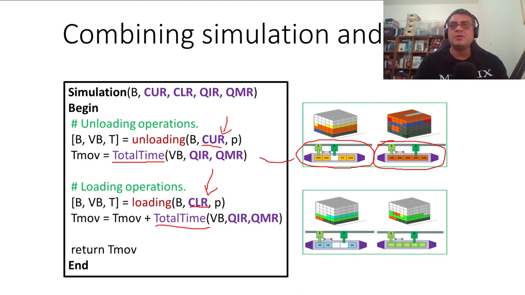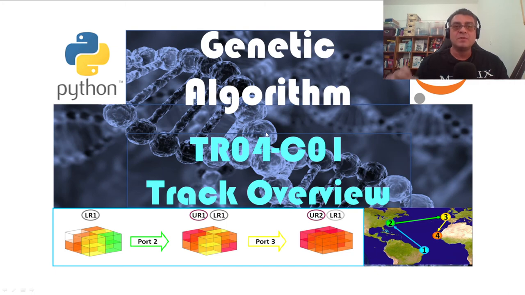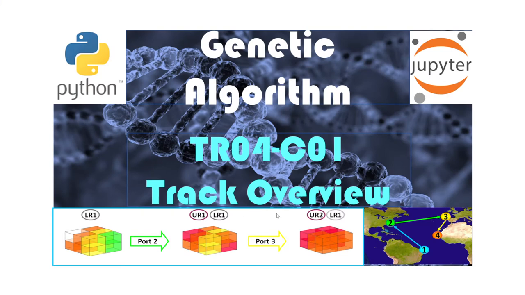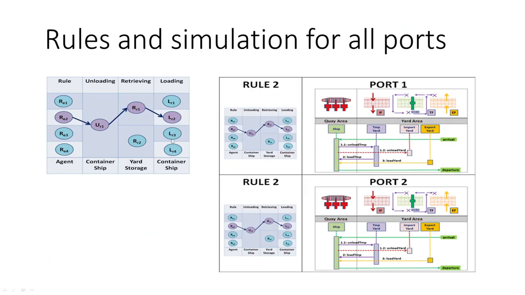So this is important, we should remember that we should consider also the quay cranes if we are trying to compute the total time. The total number of movements we can extract at this moment, but before this, it's important to say that in track number 4 we have this. Imagine that we have several combinations of rules. For example, in the first port, we can apply rule 2 or 3 or 4. And I don't know, it depends on how many combinations of unloading rules we have.